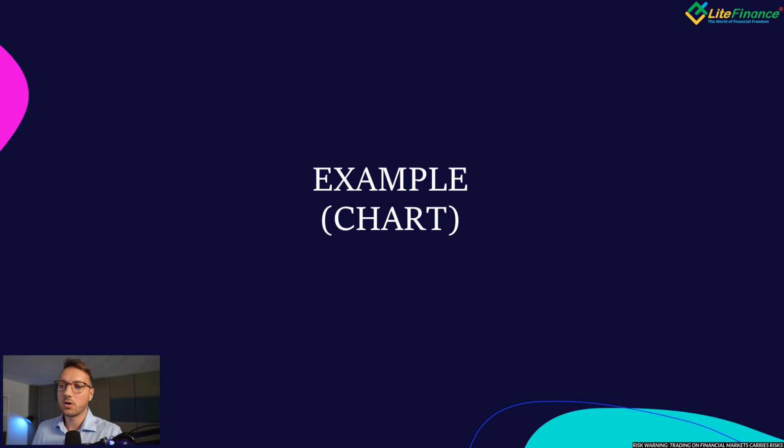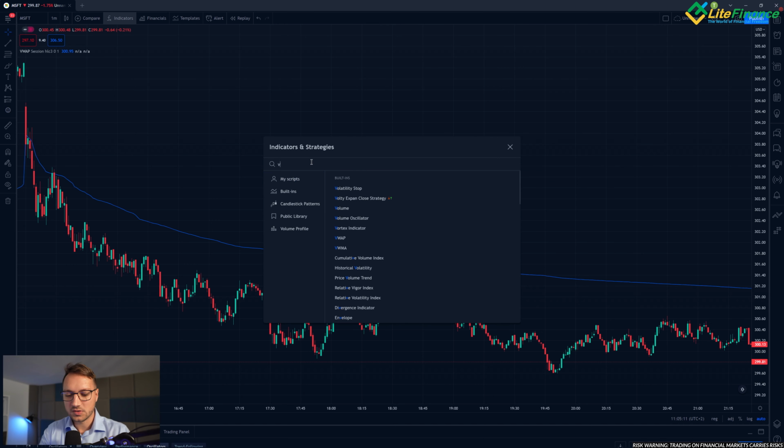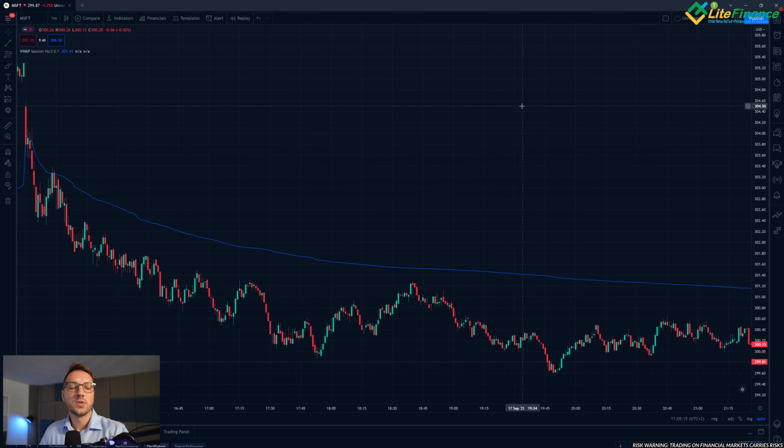And now let's talk about the charts. Okay, so we have the chart, and we see the VWAP. This is this blue line, and I am using the TradingView platform for this example, and this is the Microsoft stock chart. This is a 1-minute chart, where you can of course add this indicator, the VWAP, to your chart. You go to the indicators tab, just type VWAP, and it is a built-in indicator.